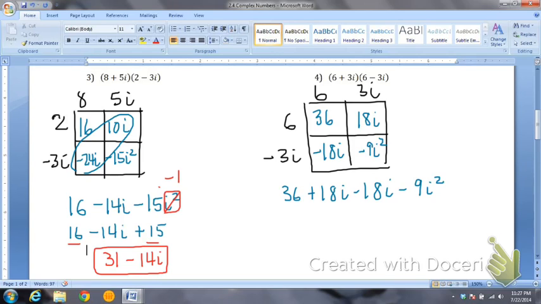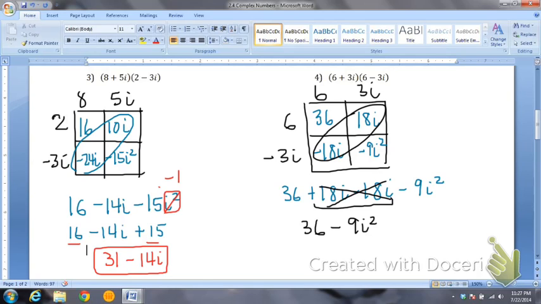So you should have 36 plus 18i minus 18i minus 9i squared. In this example, I did not combine these together. I just wrote them out. We know that 18i minus 18i cancels out to be gone. So I only have 36 minus 9i squared.